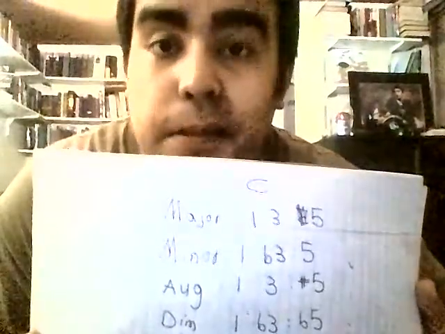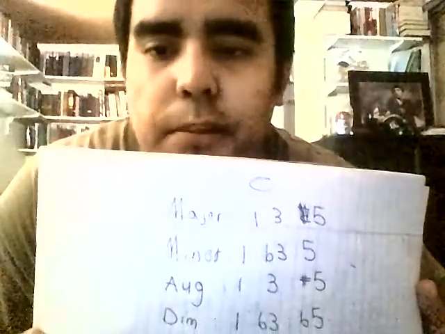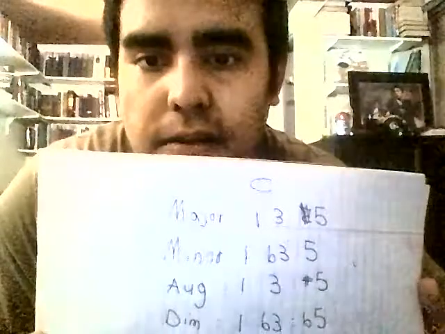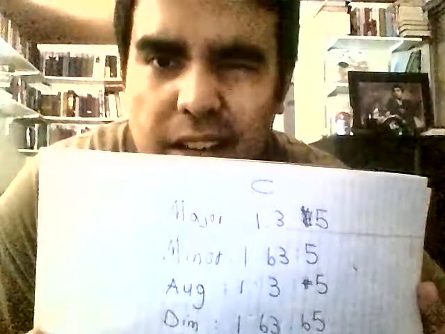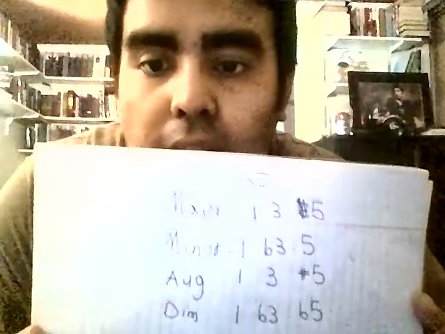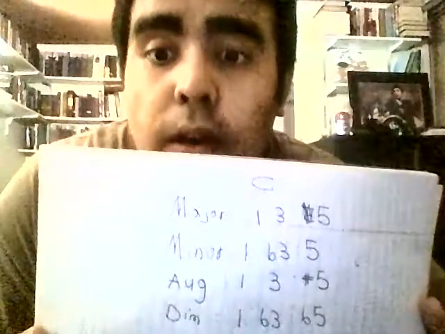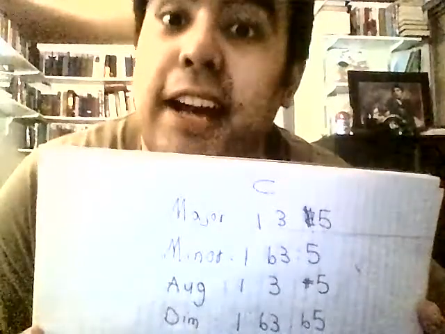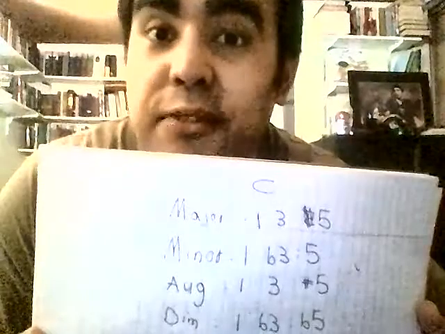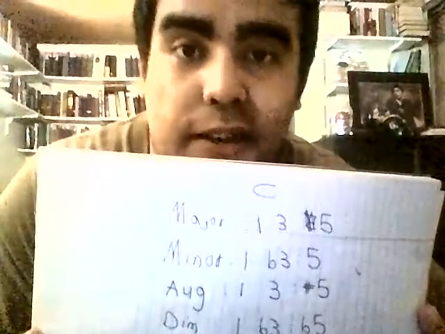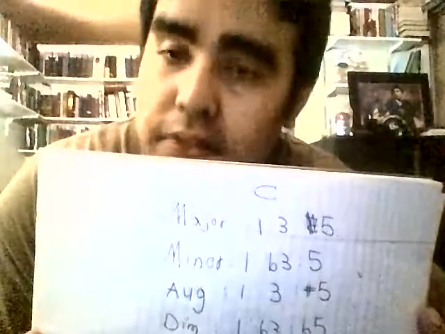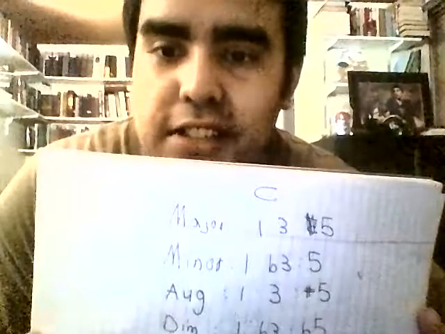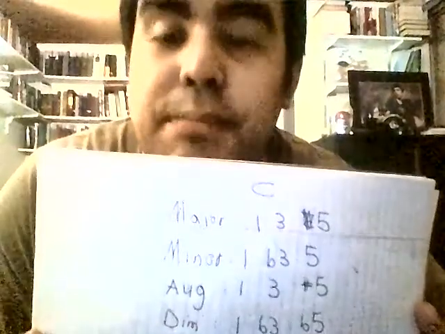Diminished. Poor diminished. It gets a lot of flack. You know, it does kind of sound not great when you hear it. Anyways, again, 1, 3, 5. You got a flat third and a flat fifth. So in the key of C, that would be 1 C, flat third, E flat, and then flat 5, which is G flat. So C, E flat, G flat. That's a C diminished chord.